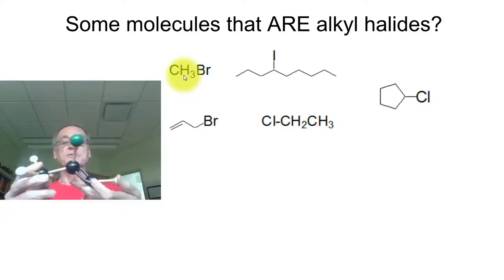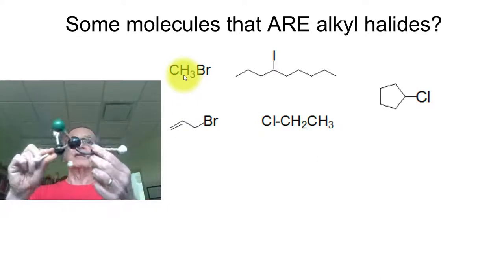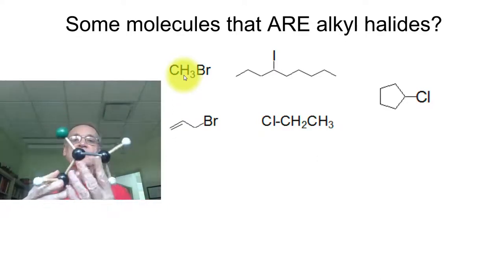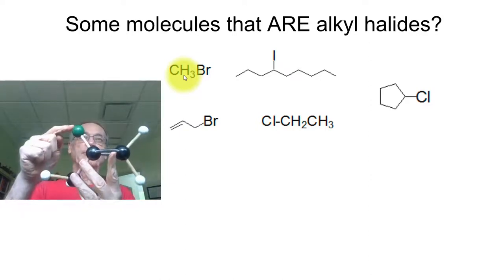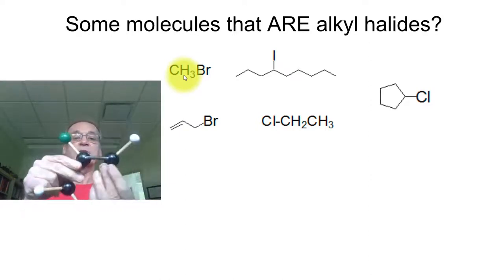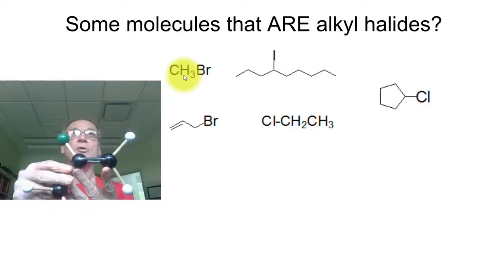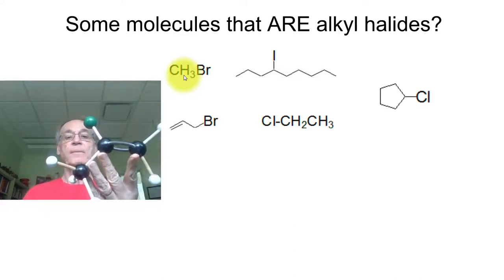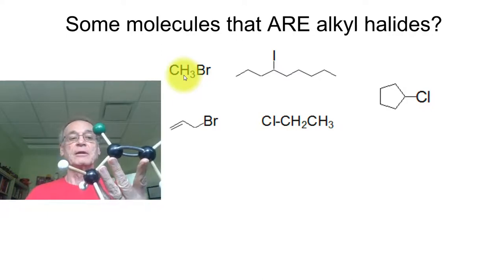This is a ball and stick model of a molecule that's not an alkyl halide, because notice the halogen, again, the green ball represents chlorine, is attached to a carbon with a double bond. So this would be a vinylic or an alkenyl halide or a haloalkene, but not an alkyl halide.